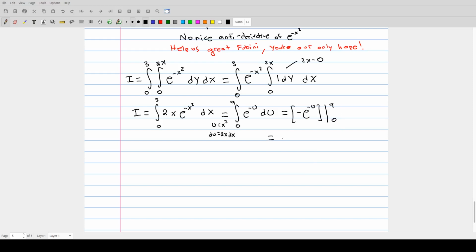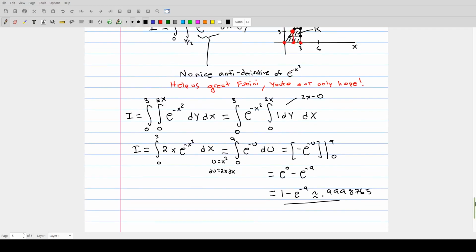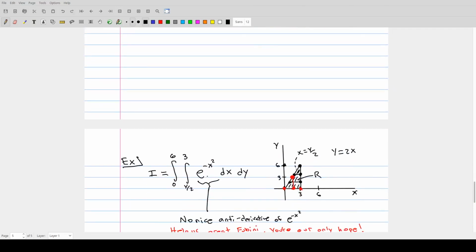Which is exactly equal to, when we plug in the upper bound and the lower bound, e to the 0 minus e to the negative 9. So we have a negative sign right here, so the order actually flips. And this now is just equal to 1 minus e to the negative 9, which is approximately equal to 0.9998765, and is the exact value of this integral, the integral of the function that originally we didn't think we'd be able to get a value for.